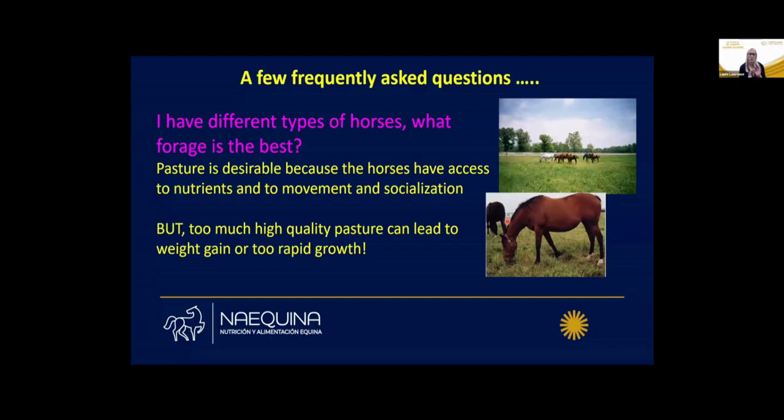Obviously, pasture is really desirable because the horses have access to the nutrients and they can socialize and they can move around, and generally the environment is good. So pasture is always a desirable choice. On the other hand, too much high quality pasture, which was just talked about, too many nutrients, especially too much rapidly fermentable or too many calories, can lead to weight gain or too rapid growth in our young horses. So here's a pasture that doesn't look even all that wonderful, and yet this mare is quite fat. And so high quality pastures, great for horses that have high nutrient needs. But if you're putting horses with low nutrient needs on those pastures, you need to be extremely cautious.